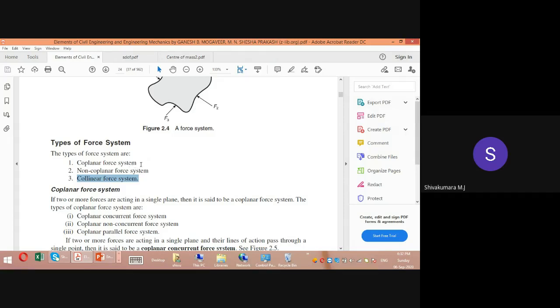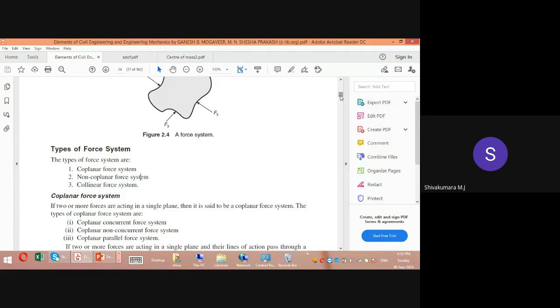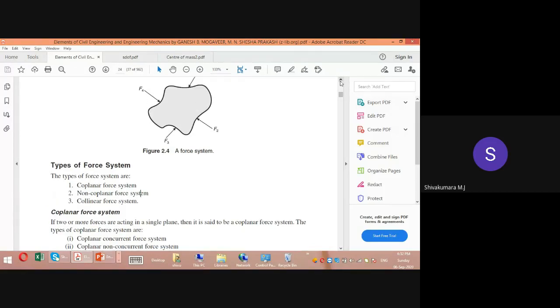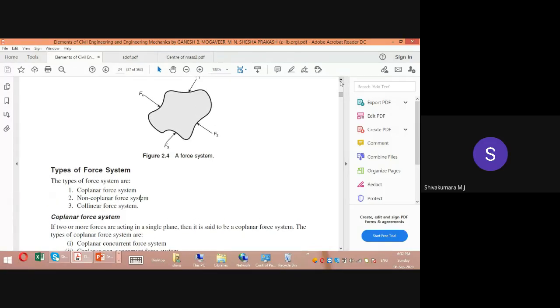Again, if you extend the line of action of the forces, whether the lines of action meet at one single point or not, based on that the force system is divided into concurrent and non-concurrent force systems.